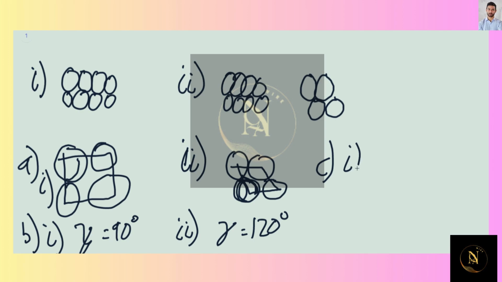And letter C asks what is the type of lattice for these two. And so number one is going to be a square lattice, and number two is a hexagonal lattice.